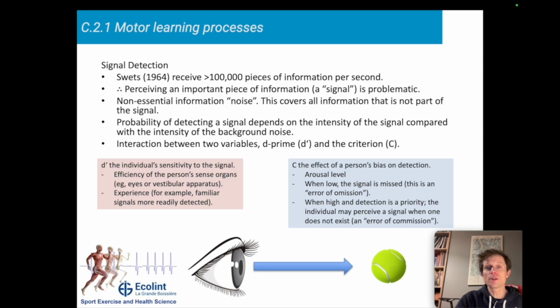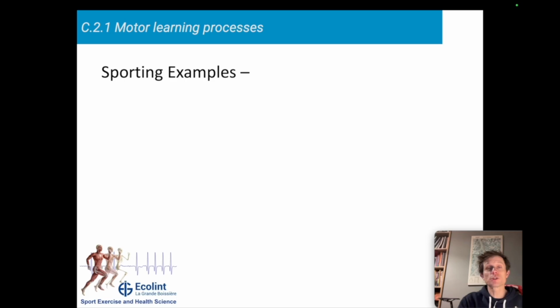In terms of the criterion, then, this is the effect that a person's bias might have on the detection. In this case, we can talk about arousal level. Too low a level of arousal and we might miss this signal. This is known as an error of omission. Too high a level of arousal and we might actually perceive a signal where none is there. This is called an error of commission. An example of this might be if we are waiting for a gun to go off at the start of a running race and we false start because we erroneously perceive to hear the gunshot going off where we expect it to. Let's look now at some sporting examples.